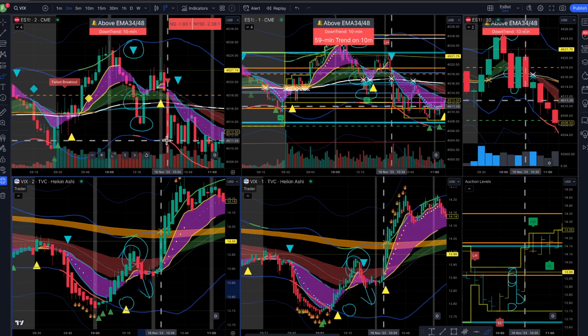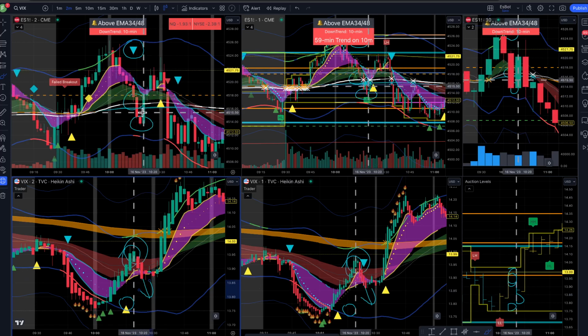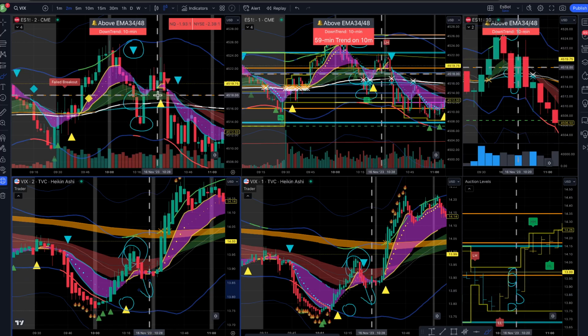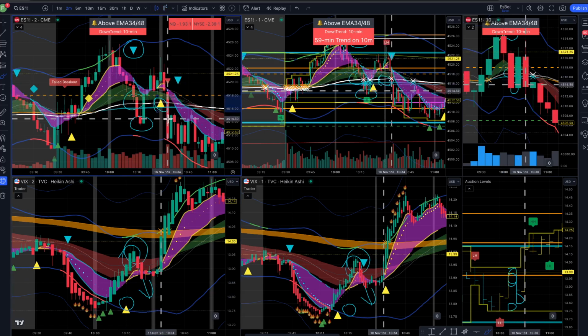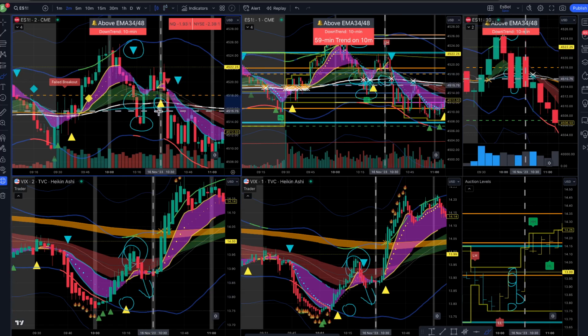But we don't have a confirmation yet to go for calls. Okay, so we get there, and guess what happens? Here at this point, we get a yellow triangle. Okay, so we get it right here.